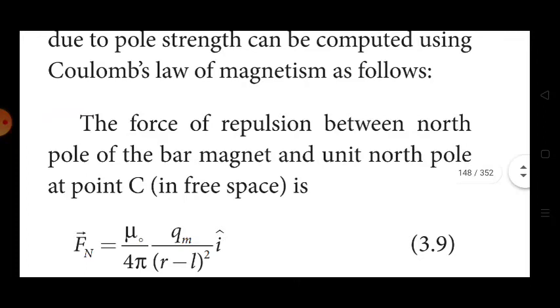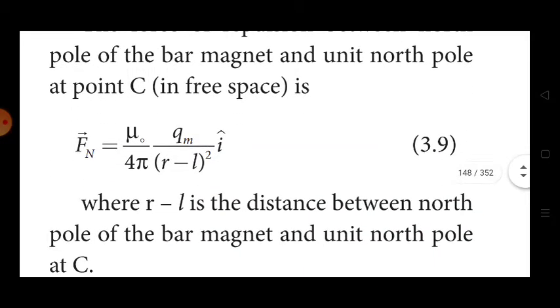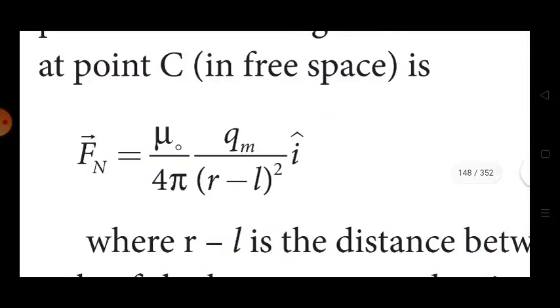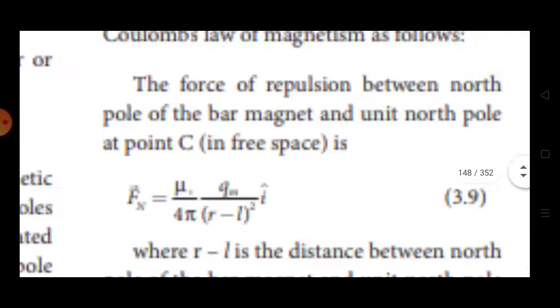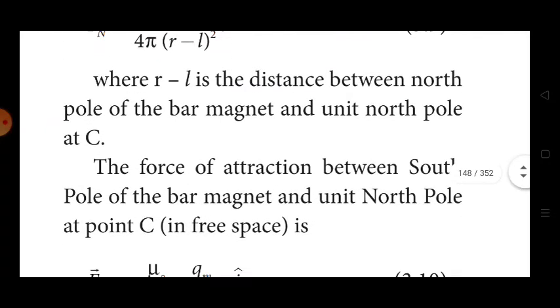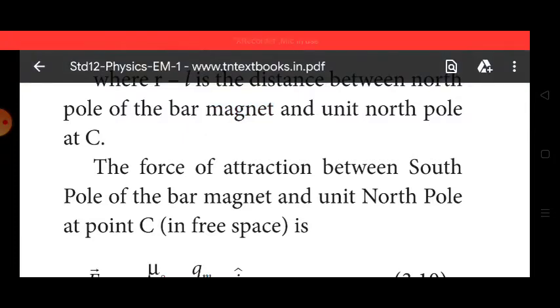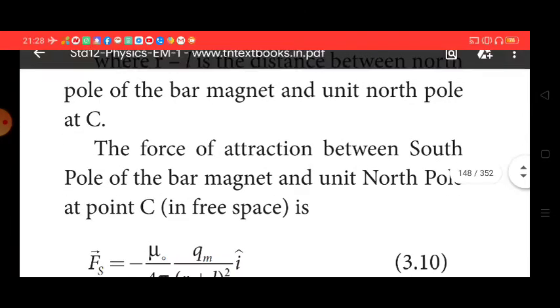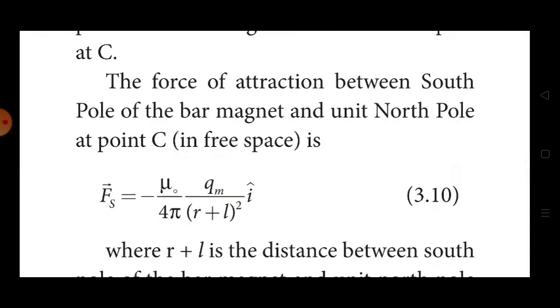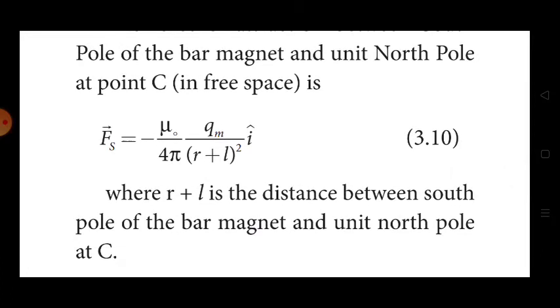The force of repulsion between the north pole of the bar magnet and the unit north pole at point C in free space is F vector N is equal to mu naught by 4 pi Qm by (r minus l) whole square into r cap, where r minus l is the distance between the north pole of the bar magnet and the unit north pole at C. The force of attraction between the south pole and the unit north pole at point C in free space is F vector S is equal to minus mu naught by 4 pi Qm by (r plus l) whole square r cap. r plus l is the distance between the south pole of the bar magnet and the unit north pole at point C.